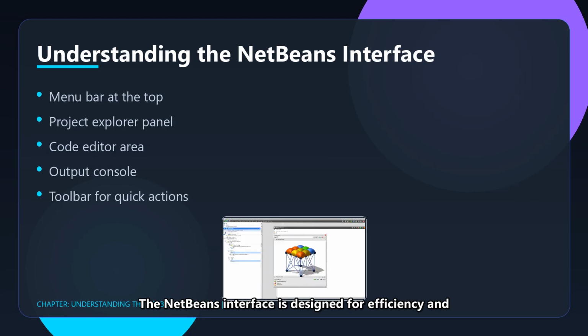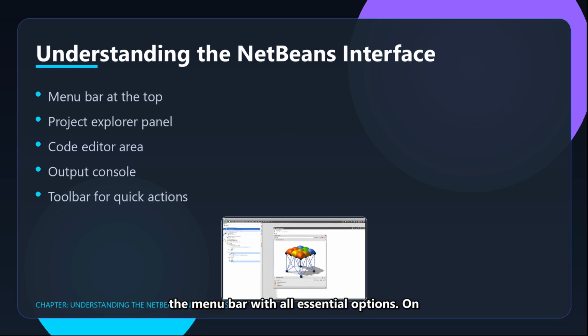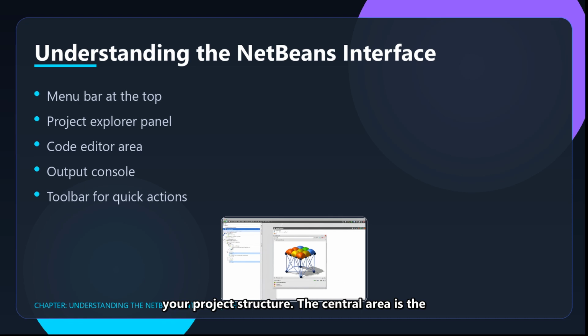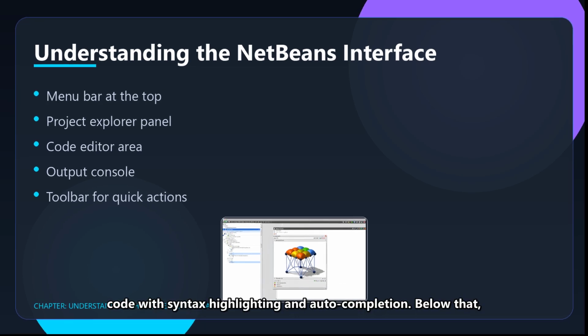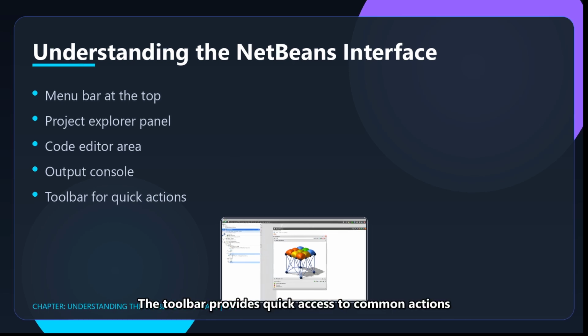The NetBeans interface is designed for efficiency and ease of use. At the top, you'll find the menu bar with all essential options. On the left side, the Project Explorer panel displays your project structure. The central area is the code editor, where you write and edit your code with syntax highlighting and auto-completion. Below that, the output console shows compilation and runtime messages. The toolbar provides quick access to common actions like running, debugging, and building your project.